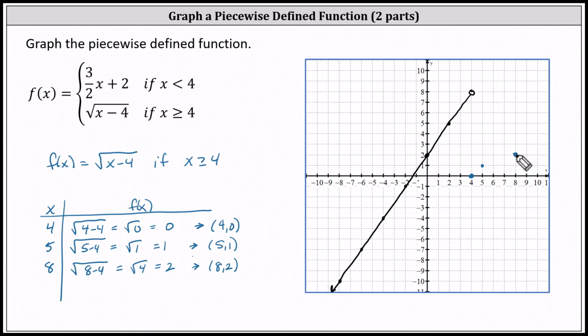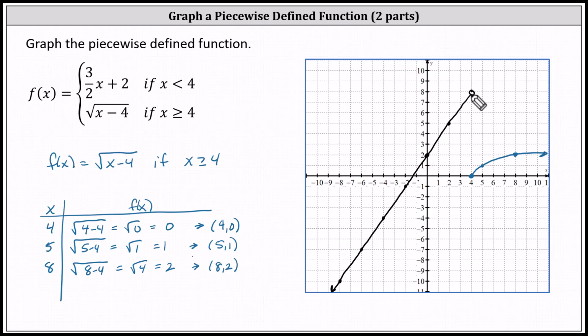Notice in this case, when x equals 4, we do leave this a closed point because x equals 4 is in the interval of x greater than or equal to 4. So the closed point is on the square root function, not the linear function. So the graph of f of x equals the square root of the quantity x minus 4 when x is greater than or equal to 4 looks like this. And we now have the completed graph for the piecewise defined function.